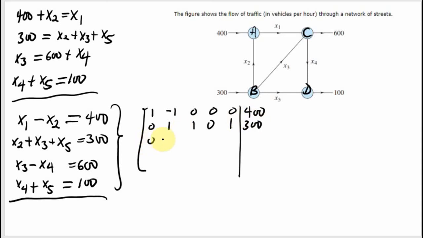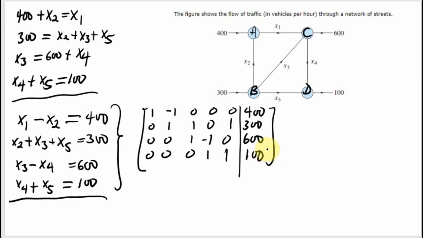The next one, there's no x sub 1 or x sub 2. There's x sub 3. X sub 4 is negative 1. No x sub 5. 600. No x sub 1, no x sub 2, no x sub 3. We have x sub 4, x sub 5, 100.